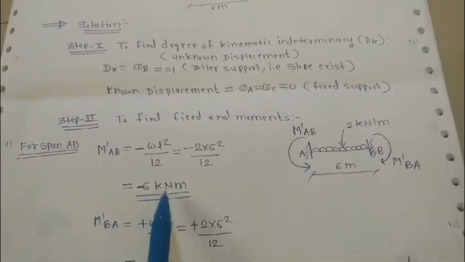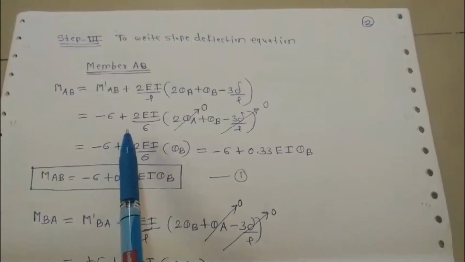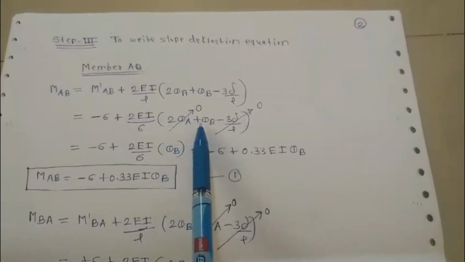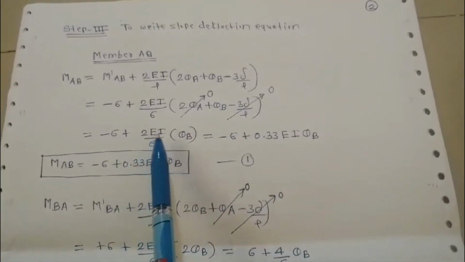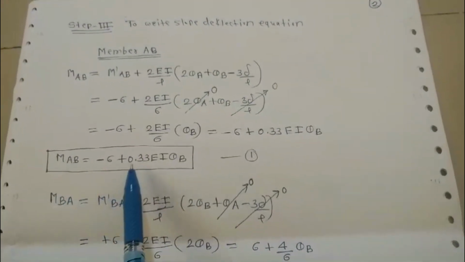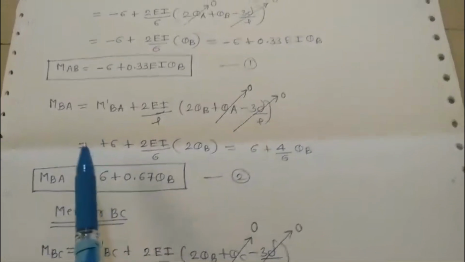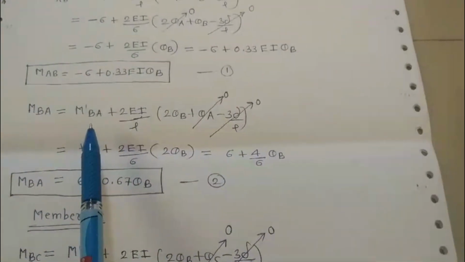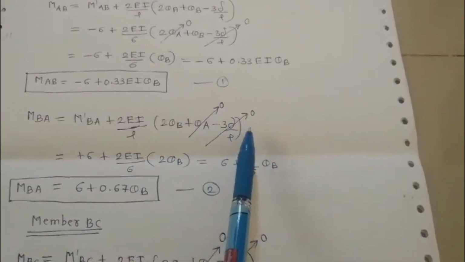M'AB, we have already calculated, is minus 6 kN meter. Putting in the values, that is minus 6 kN meter plus 2EI upon 6, here only theta B will exist. So you will get minus 6 plus 2EI upon 6 into theta B. After simplifying, you will get MAB is equal to minus 6 plus 0.33 EI theta B. That is equation number 1. Similarly for MBA, that is M'BA plus 2EI upon L in bracket 2 theta B plus theta A minus 3 delta upon L.